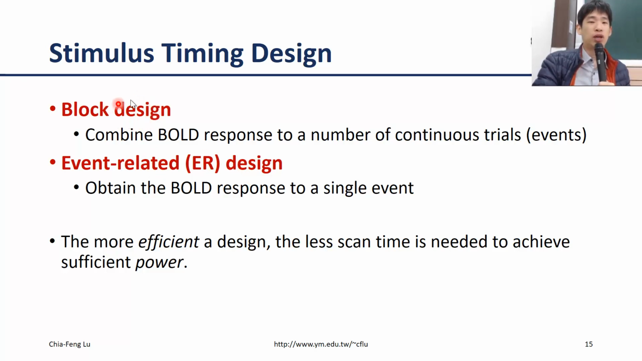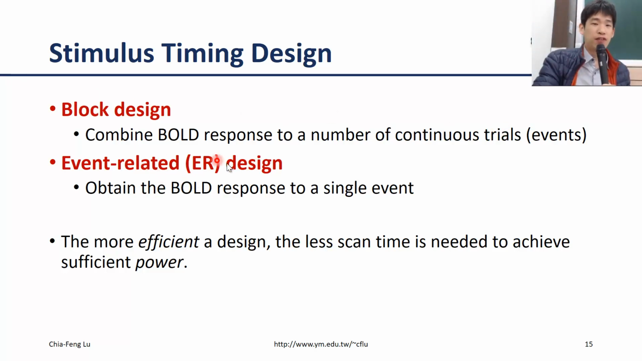So when we are talking about the block design, we will combine the BOLD response to a number of continuous trials, or you can say a number of continuous stimuli. So we will repeatedly give the stimuli. For example, we ask the participant to do hand grasping repeatedly during a specific time period. Okay, and this is the block design.